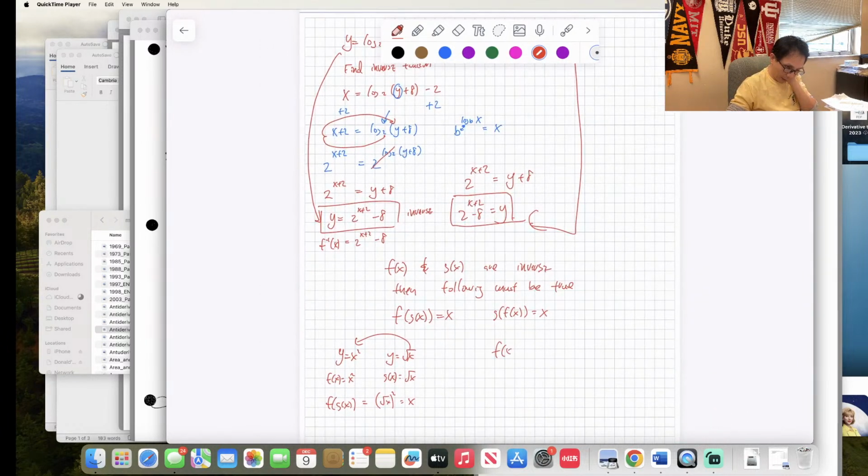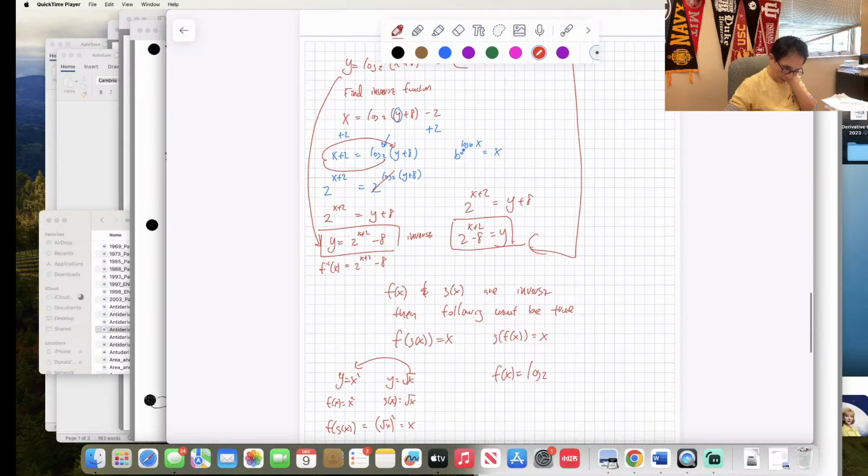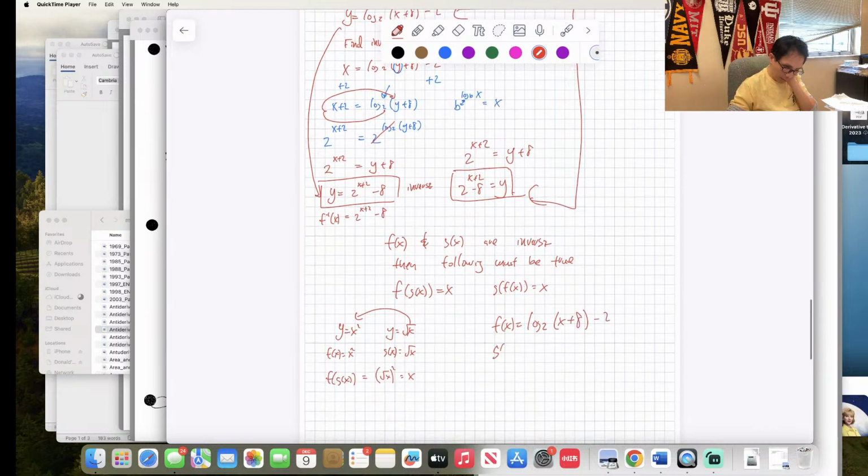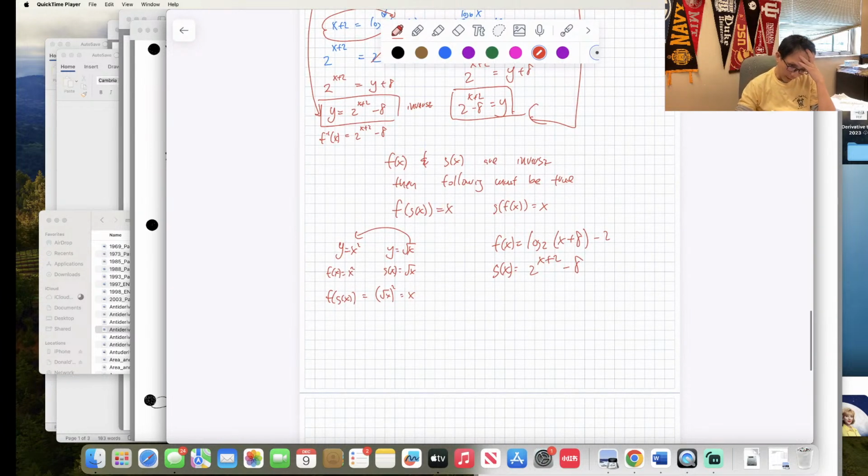So we have f of x is equal to log 2 of x plus 8 minus 2. And g of x is equal to 2 to the x plus 2 minus 8. So if I take this and I put it here, hopefully you're going to get x. So f of g of x is equal to log 2 of 2 to the x plus 2 minus 8 plus 8 minus 2.